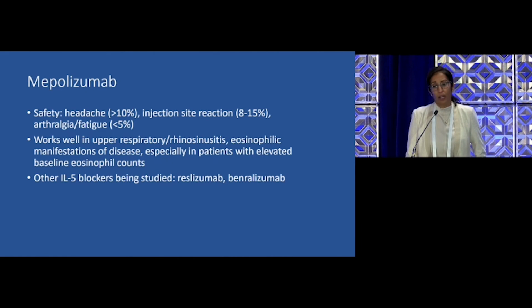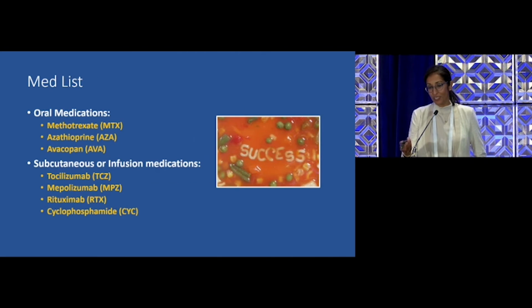Some of the side effects, patients will sometimes complain of headaches, injection site reactions, some arthralgias or fatigue. It works really well in some of the respiratory or upper respiratory types of symptoms, rhinosinusitis, the things that we think about as associated with eosinophils, which is what it's targeting. So it works also especially well in people who have baseline elevated eosinophil counts. That is something that we usually try to make sure is happening before we can even get approval for the drug. Other medicines that are being looked at that block IL-5 include Rituximab and Mepolizumab. So hopefully in the next bunch of years, we'll even have more options to offer our patients.